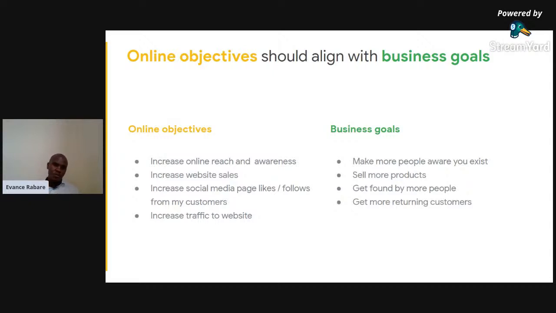So now let us look at the goals. Make more people aware of your business. So you're talking about reach and awareness. Sell more products. So you'll be doing it through your website. Also get found by more people. You're just talking about awareness still. Get more returning customers. Getting customers is usually very hard. So once you've gotten hold of customers, you need to get them returning. And there are various ways that you could be doing things.